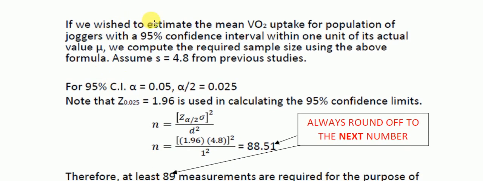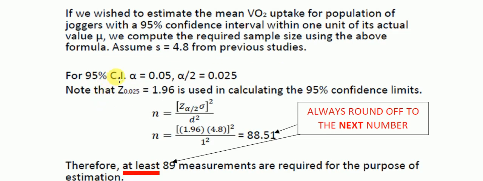If we wish to estimate the mean volume of oxygen uptake for a population of joggers with a 95% confidence interval within 1 unit of its actual value mu, we compute the required sample size using the above formula. Assume S is equal to 4.8 from previous studies. For 95% confidence interval, alpha is equal to 0.05, alpha by 2 is equal to 0.025. This step, just ignore it for a moment. It is involved in calculation of z alpha by 2. Just recall the formula and plug in the values.